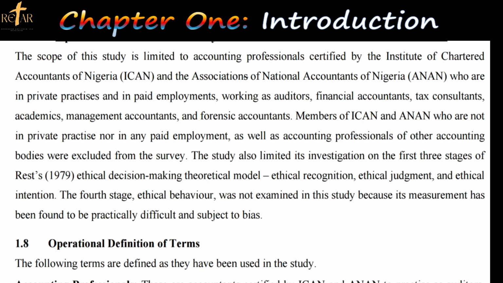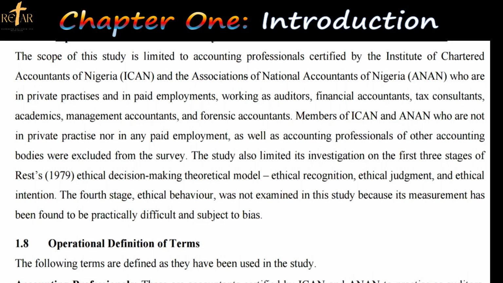And look at the scope of this study. The scope of this study is limited to accounting professionals certified by the Institute of Chartered Accountants and the Association of National Accountants of Nigeria. It did not stop there. Who are in private practice and in paid employment, working as auditors, financial accountants, tax consultants, academics, management accountants, and forensic accountants. You see how the scope is limiting it. Now, members of ICAN and ANAN who are not in private practice nor in paid employment, as well as accounting professionals of other accounting bodies like ACCA and all of that, were excluded from the survey. So do you see now that this is a geographical scope?